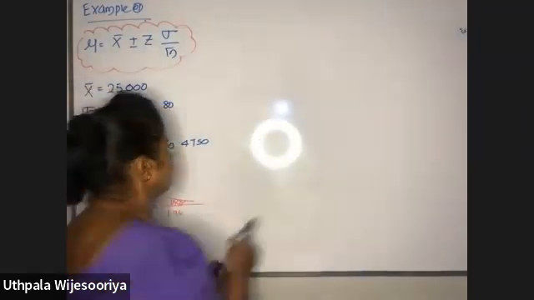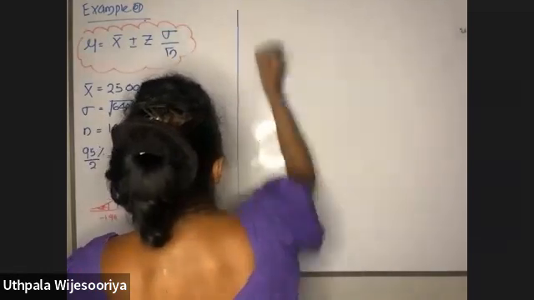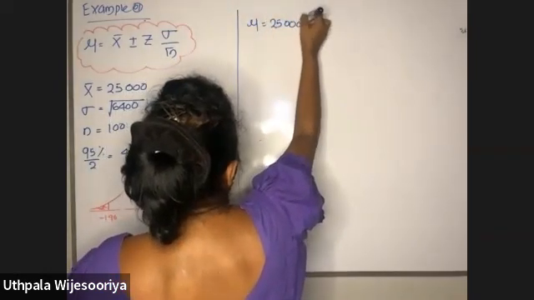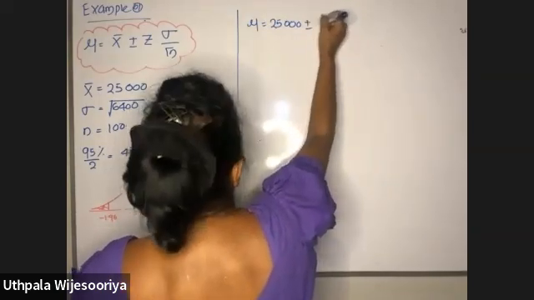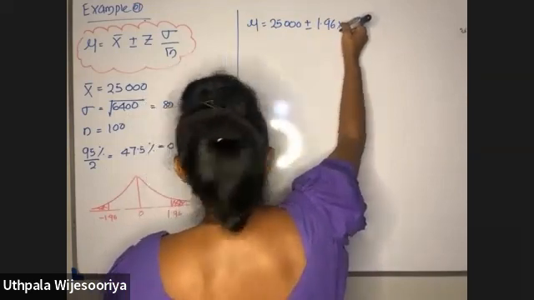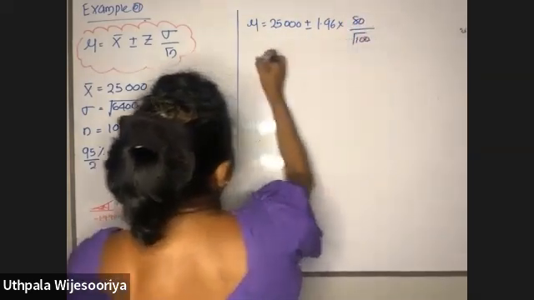Mu is equal to 25,000 plus or minus 1.96 into sigma 80 over square root 100.